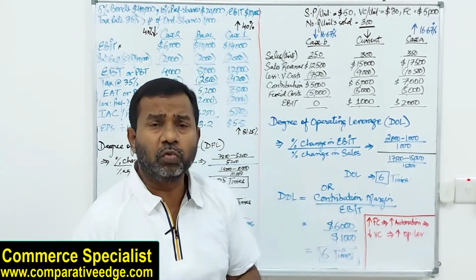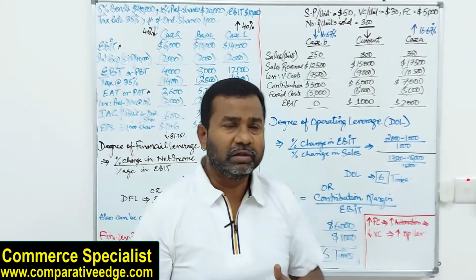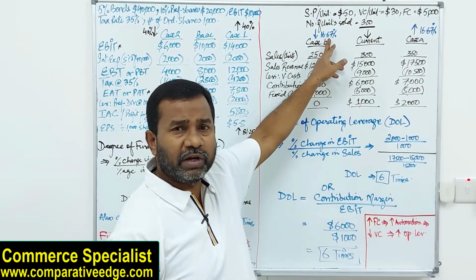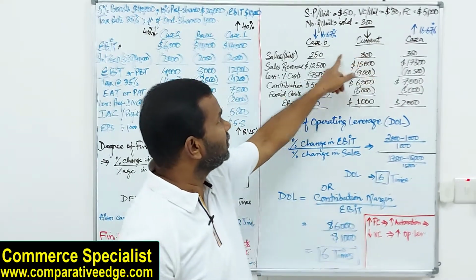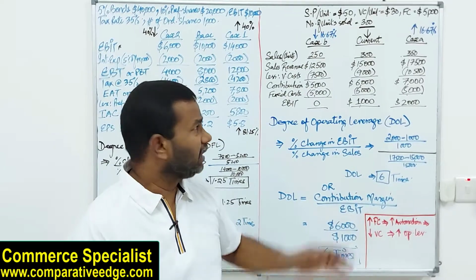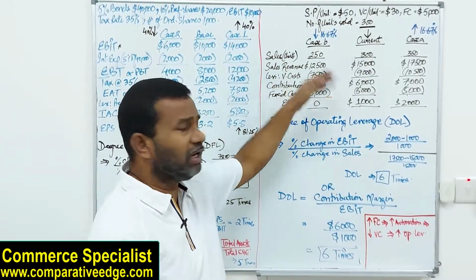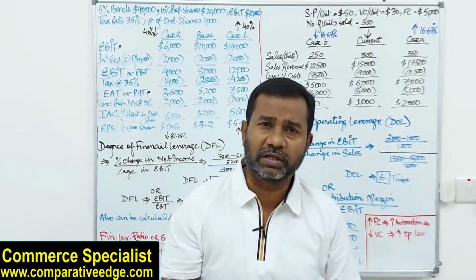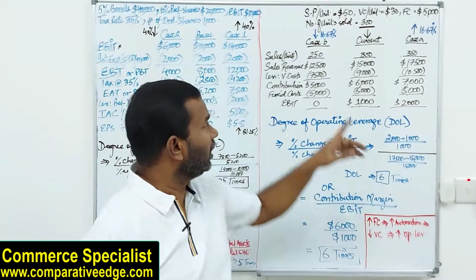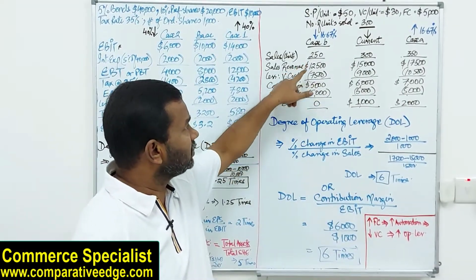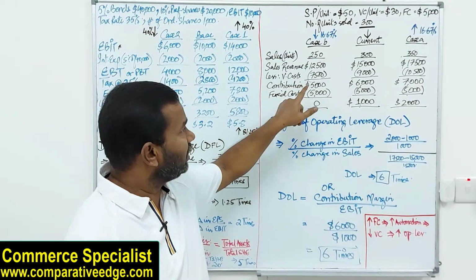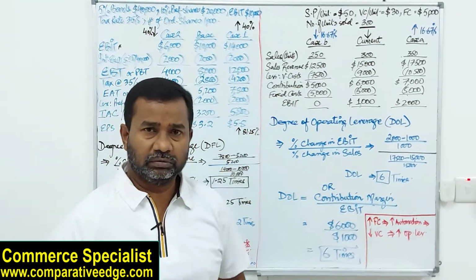Likewise, I also assumed what if the sale falls by 16.67%, which means instead of selling 300 units, you're selling 250 units, calculation as before. Just keep multiplying number of units with selling price, you get sales. Number of units with variable cost, you get variable cost. Sales minus variable, you get contribution. Minus fixed cost, you get EBIT.